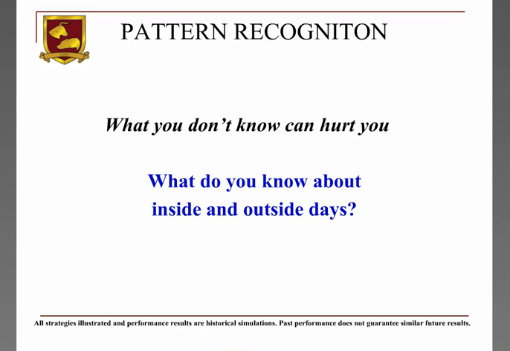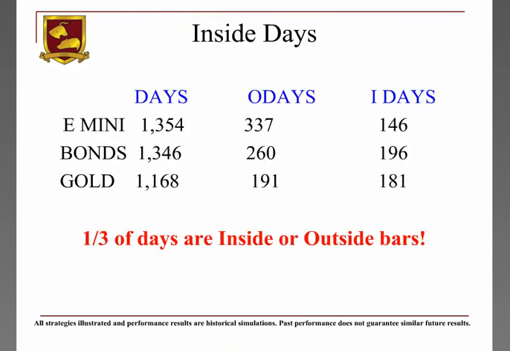An inside day is a day whose range is inside yesterday's range. And an outside day is just the opposite: a day that has a higher high and lower low than the prior day. That's an outside day. Do you really know about these days? You really know what they mean? Let me show you some hard data on this.